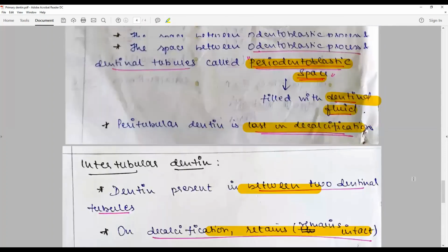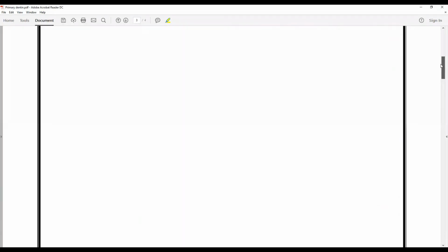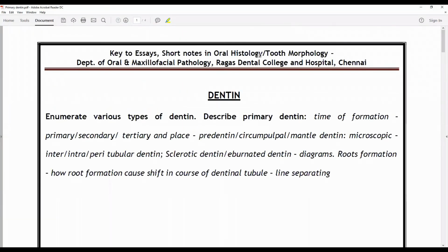So that brings to an end the primary dentin and secondary dentin discussion, and how things differ.